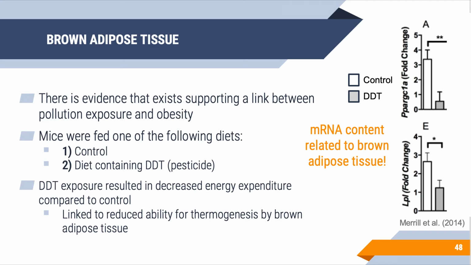And with the figure on the right here, what I'm showing you is that it was linked to a reduced ability for non-shivering thermogenesis through brown adipose tissue. So these are just mRNA markers for brown adipose tissue. Again, you see these dramatic reductions in these animals that were exposed to pesticides throughout their food, throughout their life.